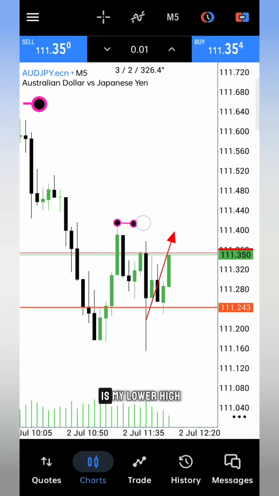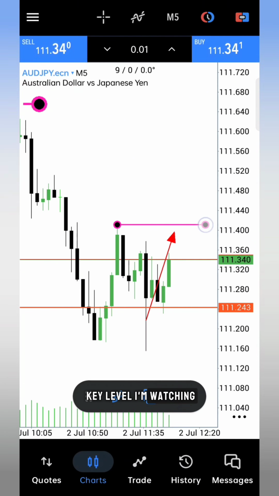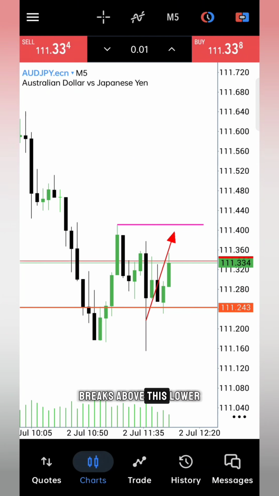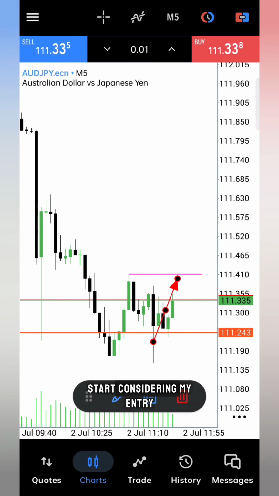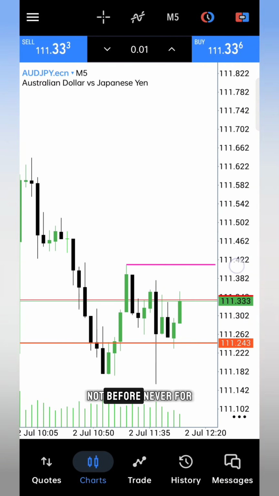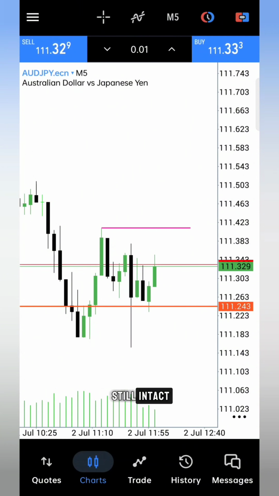So right here, this is my lower high on the lower time frame, and this is the key level I'm watching. If price breaks above this lower high, it will confirm a change of character. And that's when I'll start considering my entry. Not before, never before the change of character. Because until that lower high is broken, the bearish structure is still intact, and price could easily continue lower. The change of character is the signal. We wait for it.